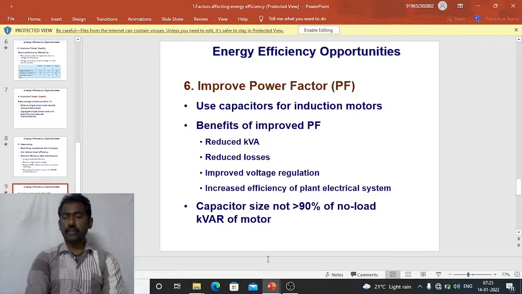And improve the power factor. The power factor can be improved by using capacitors for induction motors. The benefits of improved power factor are reduced kVA, reduced losses, improved voltage regulation, and increased efficiency of the plant electrical system. The capacitor size should not be greater than 90% of the no load kVAr of the motor.